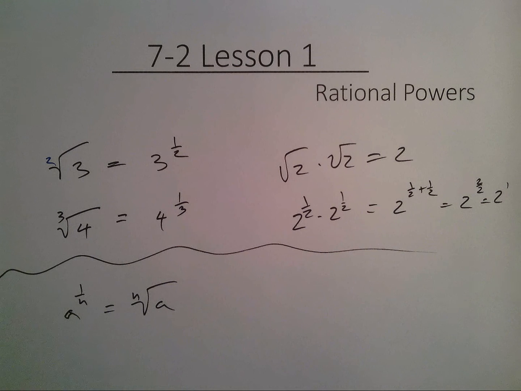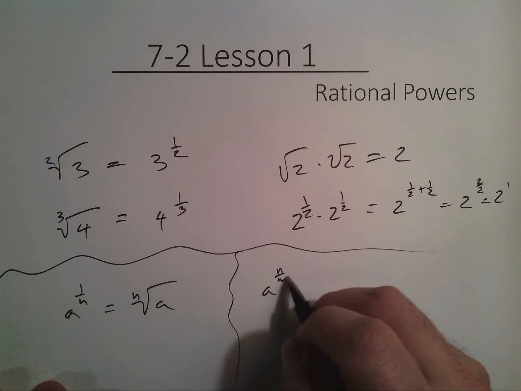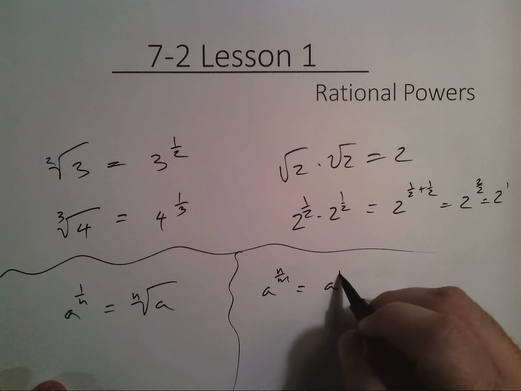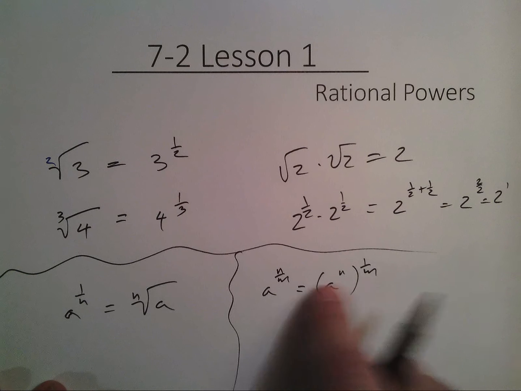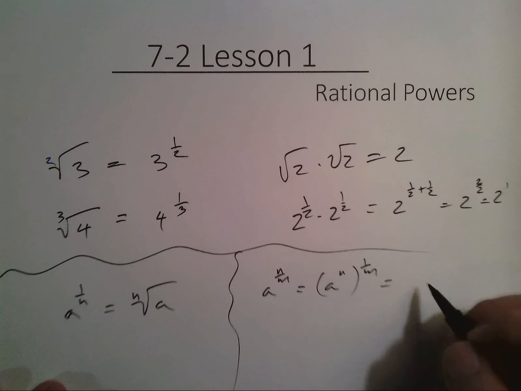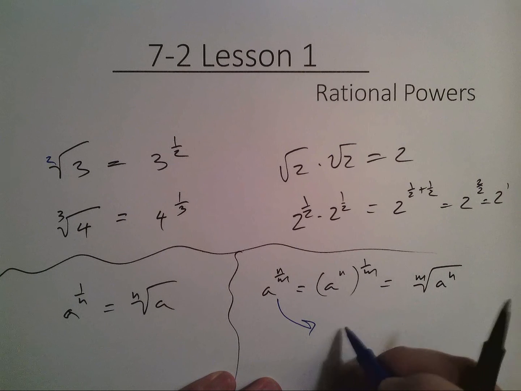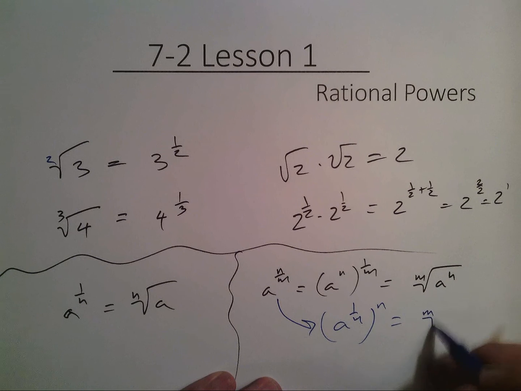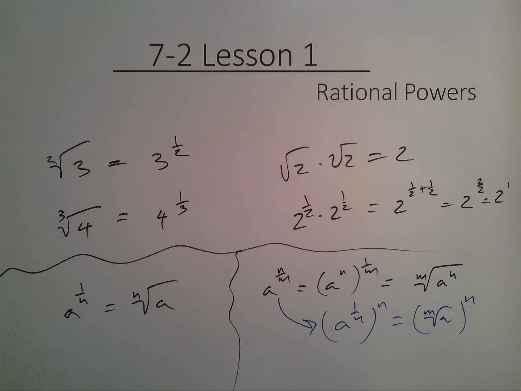Now, if we continue this notion, if I have a to the n over m, I could break that up using my power rules. That's just a to the n to the 1 over m, right? Because power to a power means you multiply the exponents. So this is just the mth root of a to the n. Now, alternately, I could have said that this was a to the 1 over m to the nth. In other words, it's the mth root of a to the n. The order can be switched around depending on what you want.